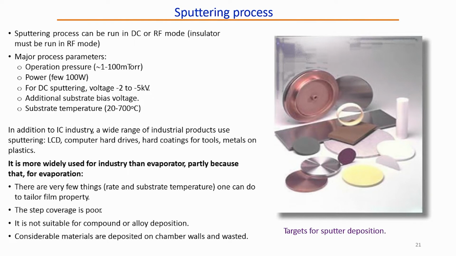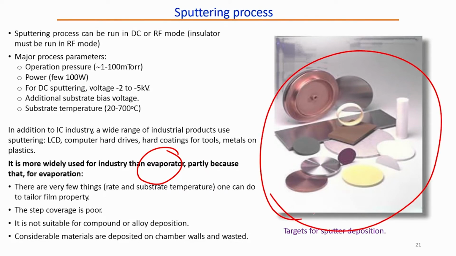the reason for using it widely over the evaporator is that there are very few things one can do to tailor the film property. The step coverage for the evaporator is poor. It is not suitable for compounds or alloys when you talk about an evaporation unit, and finally considerable material is deposited on chamber walls and wasted, while in the case of sputtering it is not so. These are a few targets that are used inside the sputter system.